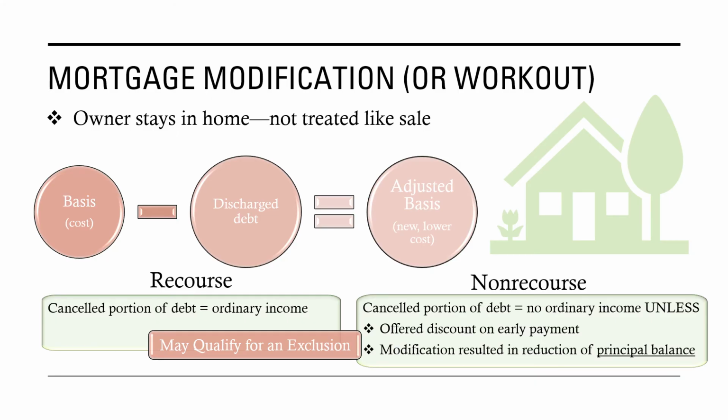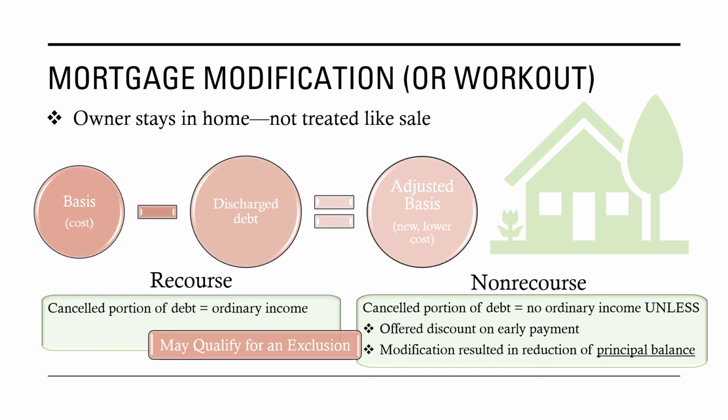So that kind of covers how we deal with foreclosures and abandonments. Remember, we're going to have a gain or a loss to report, and we're possibly going to need to exclude from ordinary income a cancellation of debt. So with a mortgage modification or a mortgage workout, in this case, the owner is staying in the home. The home remains their property. So it's not treated like a sale.